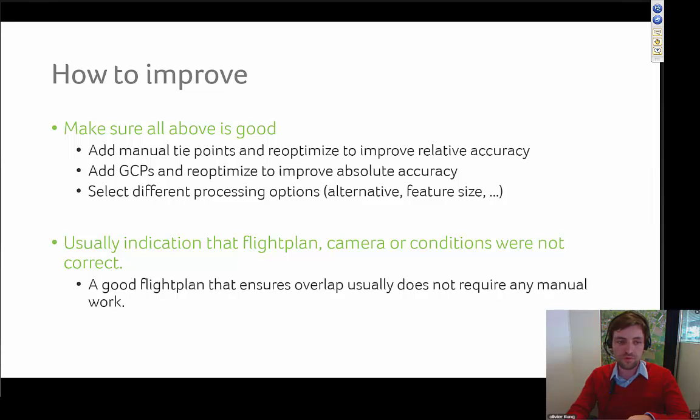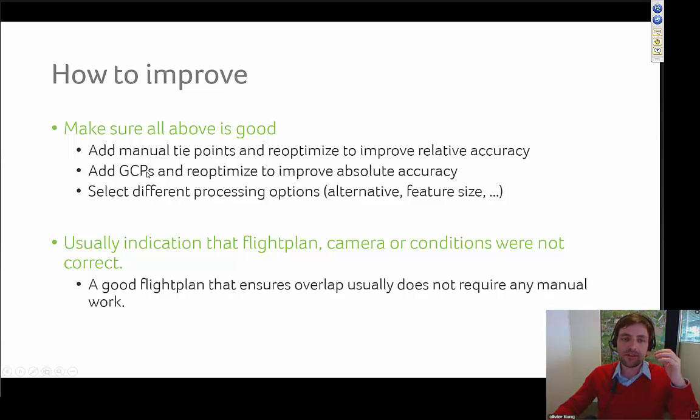Another thing to check, if all of that doesn't work, is to select a different processing option. In the calibration, you can choose many different settings, and these settings will have effects. I'm not going to detail all of them now, but that's definitely a place where you should look.